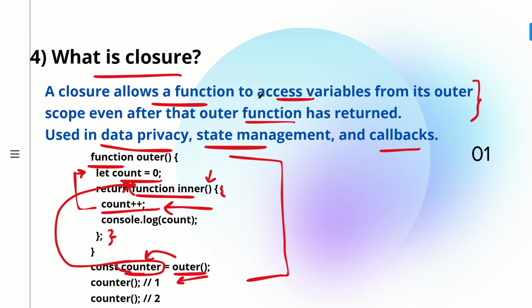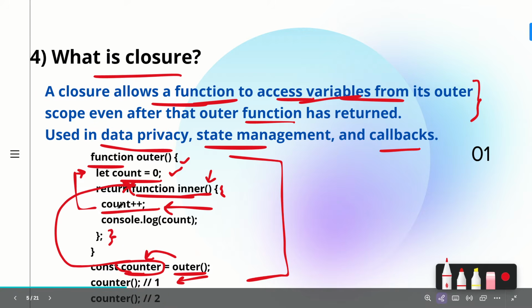So you can read, this allows a function to access a variable from its outer function. Which function is it allowing? It is allowing the inner function to access the variable. Which variable? It is allowing it to access the count variable from its outer scope. So what is the outer scope? It is the outer function, even after the outer function has returned. So this is how closure works.